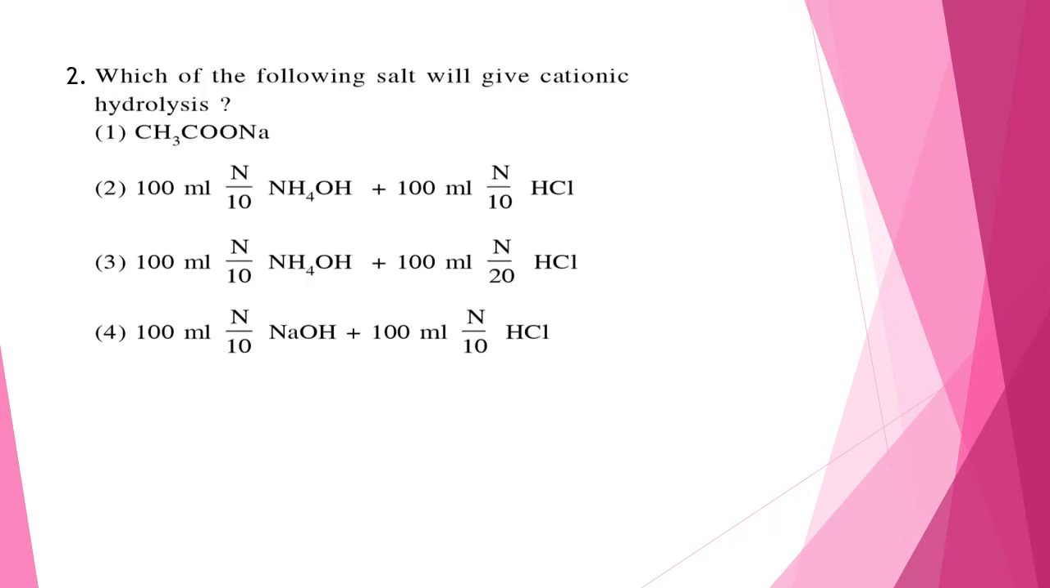Question 2. Which of the following salt will give cationic hydrolysis? So we know that NH4 plus with water gives NH4OH plus H plus, which is a cationic hydrolysis. So this will occur in option number 2, that is 100 ml of N by 10 NH4OH plus 100 ml N by 10 HCl. So the correct answer here is option 2.